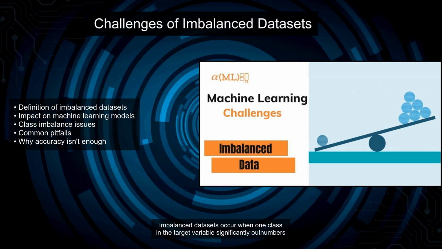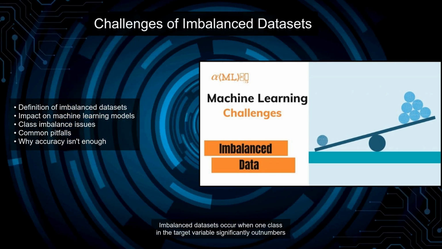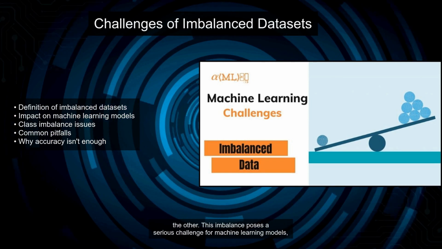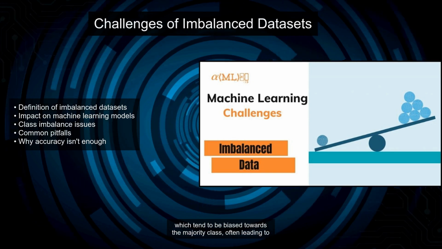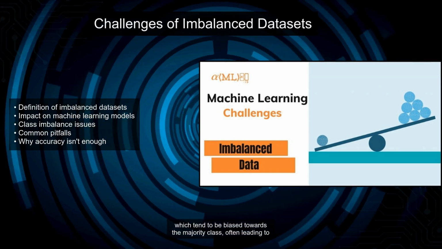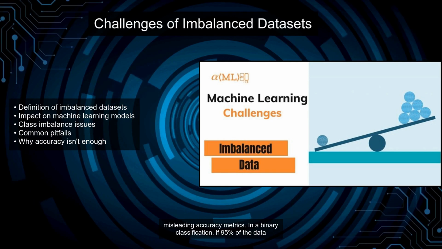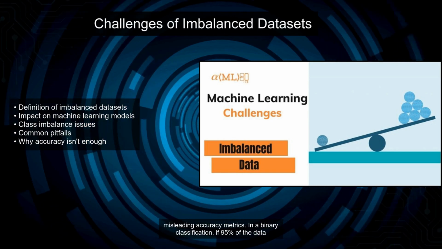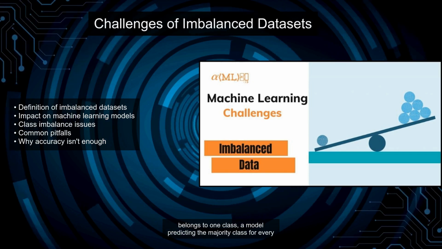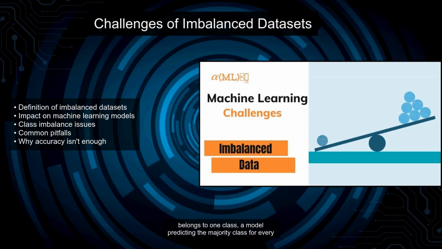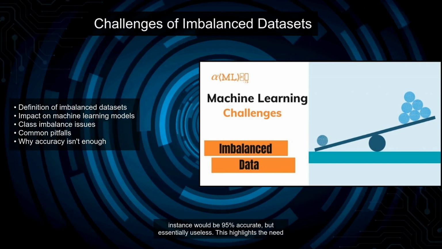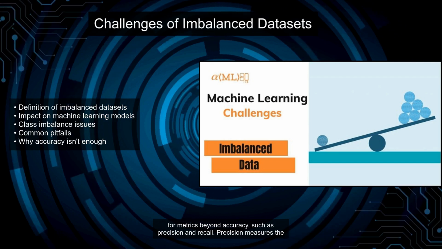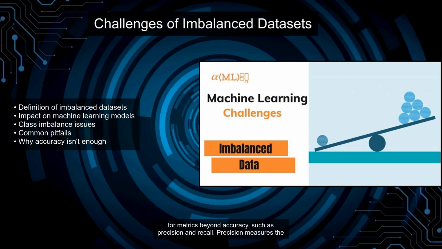Imbalanced datasets occur when one class in the target variable significantly outnumbers the other. This imbalance poses a serious challenge for machine learning models, which tend to be biased towards the majority class, often leading to misleading accuracy metrics. In a binary classification, if 95% of the data belongs to one class, a model predicting the majority class for every instance would be 95% accurate, but essentially useless. This highlights the need for metrics beyond accuracy, such as precision and recall.